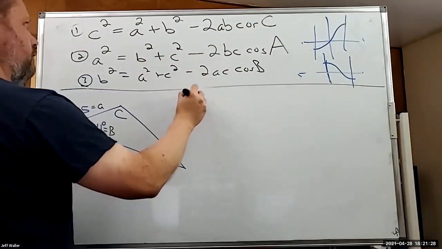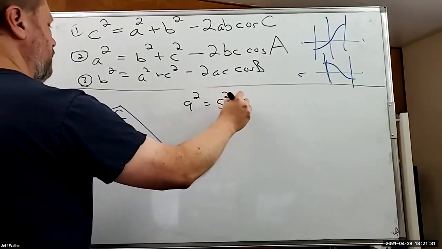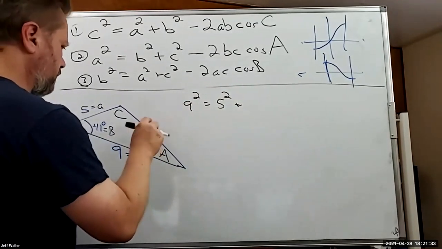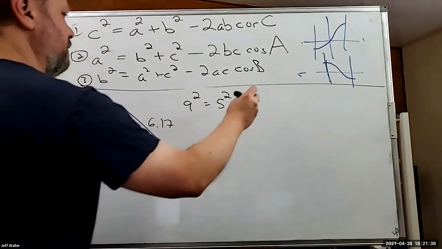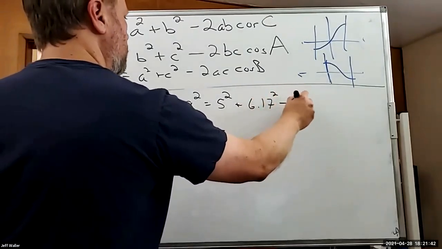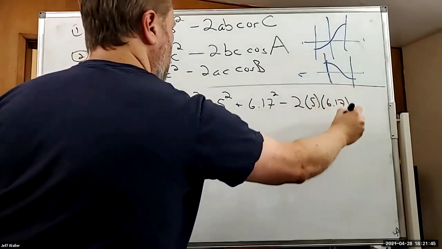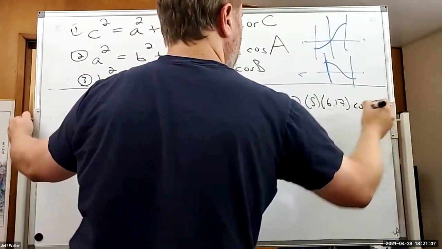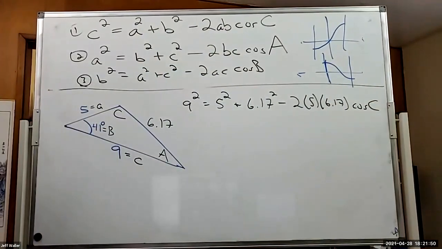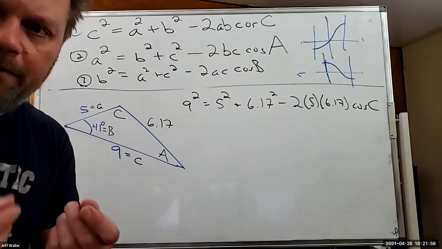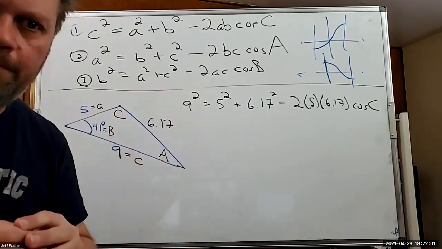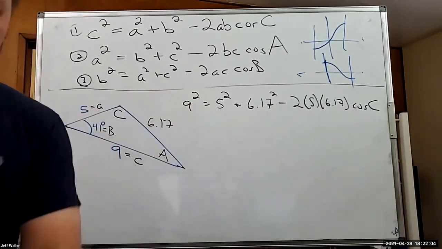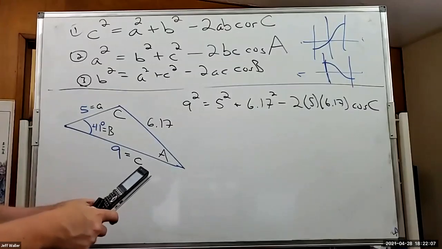So now I've got 9 squared equals 5 squared plus, oh, what did I just do? What was this? 6.17 squared minus twice 5 times 6.17 times cosine C. This should feel a little better, I would think. Just put things in the right place and then do it, right? So we get, let's see, it's going to be a bunch of calculator madness.